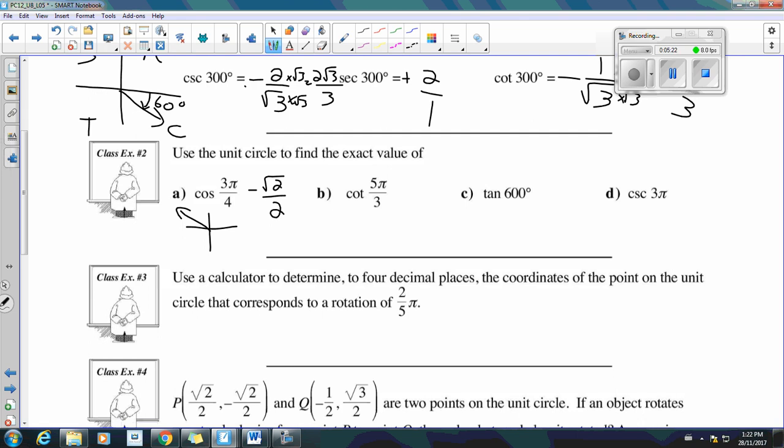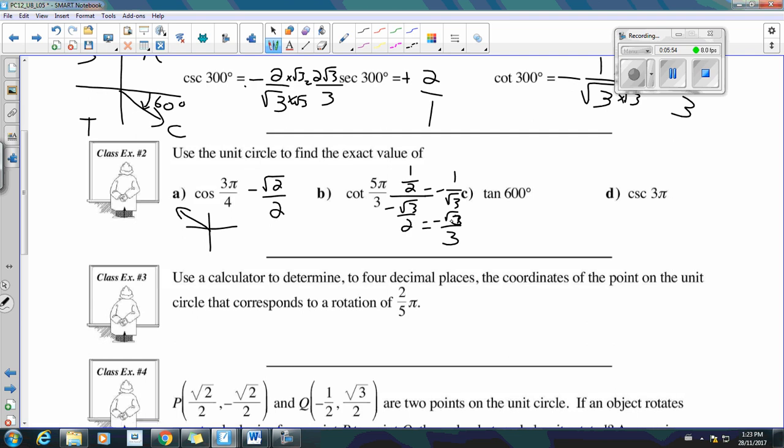Cotan of 5 pi over 3. Well, cotan is cos over sine, so we're going to take the x-coordinate of the point that goes with 5 pi over 3. So 5 pi over 3 has an x-coordinate of 1/2 and a y-coordinate of negative root 3 over 2. So this does give us negative 1 over root 3 or negative root 3 over 3.